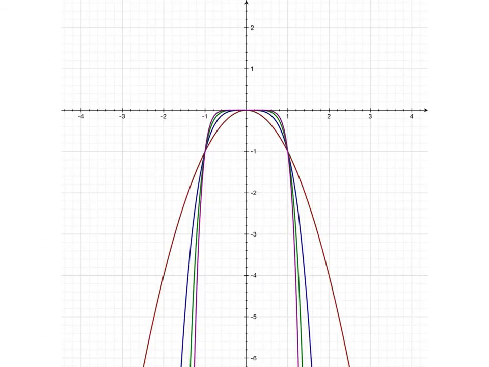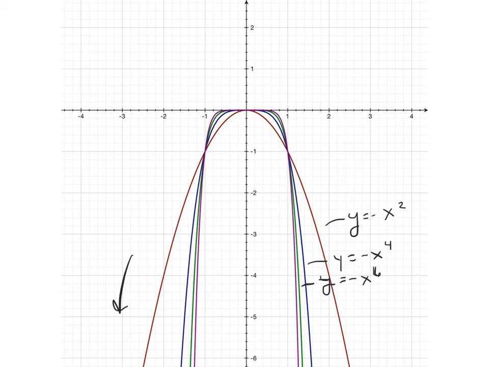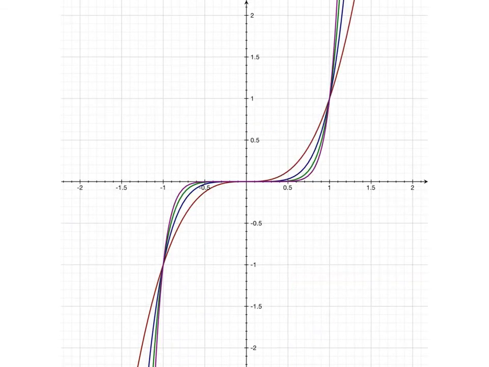And now we'll change this a little bit, and we see that here we've got the reflection of all these functions. So this is negative x squared, and then we've got negative x to the 4th, negative x to the 6th, and so on. And we know from what we learned about transformations that when we negate our function, we end up with a reflection over the x-axis. So now what we have are these functions that are falling to the left and to the right.